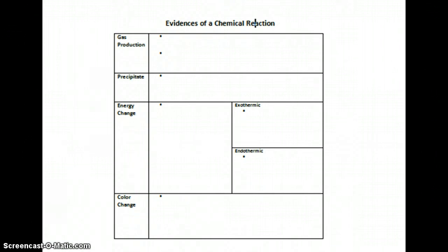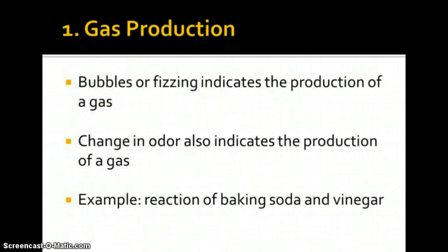So first one is gas production. We know that for watching chemical reactions, sometimes we get a production of a gas, and that would look like bubbles or fizzing, which indicates the production of a gas. We know producing a gas is a new substance and an indicator of a chemical change.